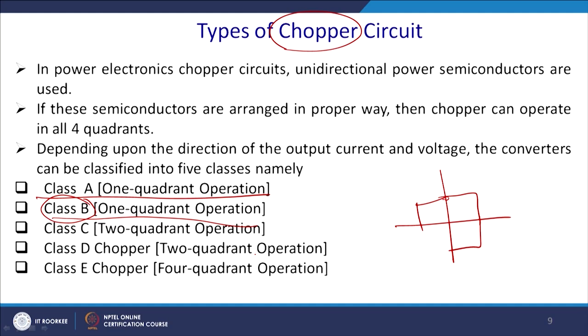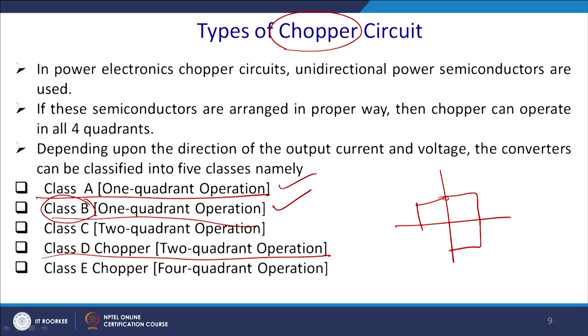It is also two quadrant, but it will change the directions, and there is a class E chopper. It will operate in both directions, and regenerative braking is also possible. First, A is motoring, B is regenerative. If you combine A and B, you get C. You get motoring and regenerative operation constituted in the same circuit. So essentially this becomes class C, and if you incorporate the directional change so that you can go in the forward direction and the reverse direction, then the class D chopper is used, and the class D chopper with regenerative operation will become class E.